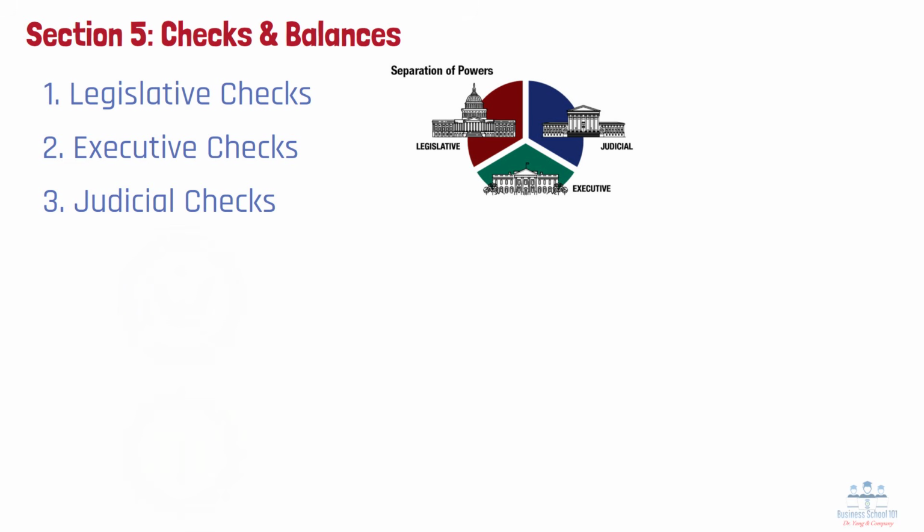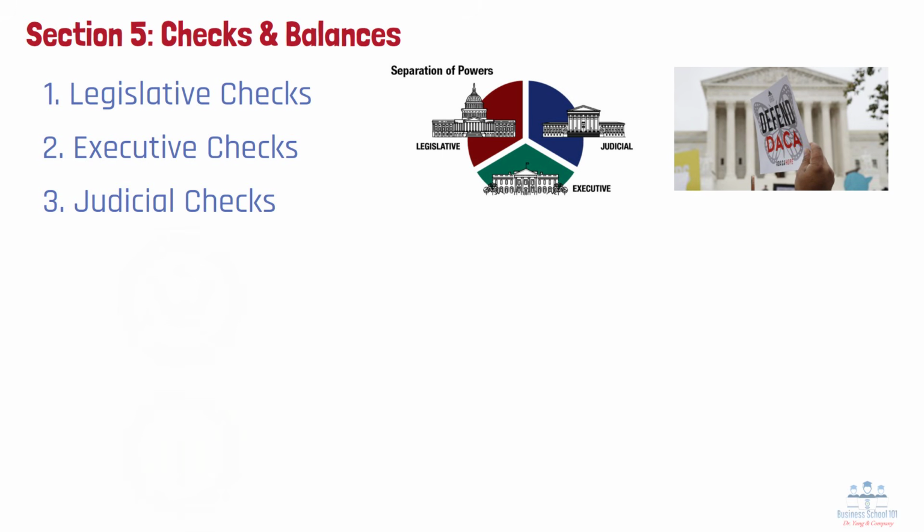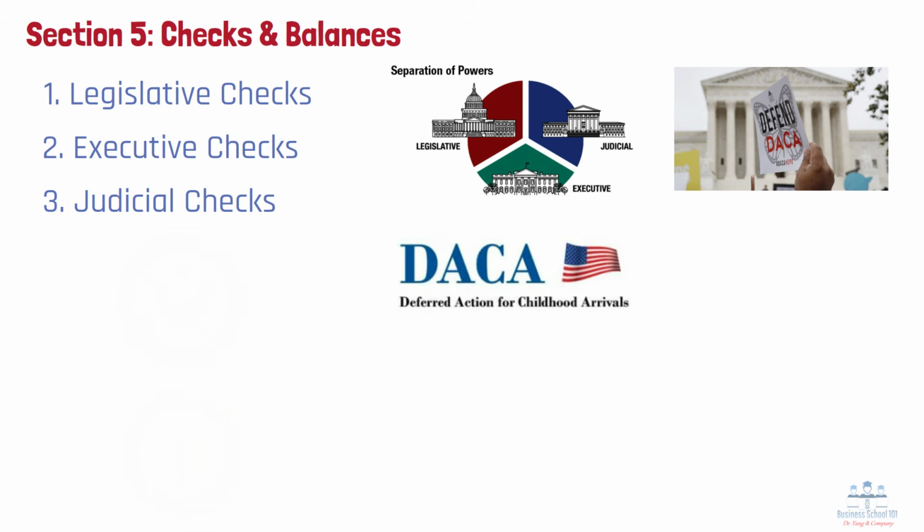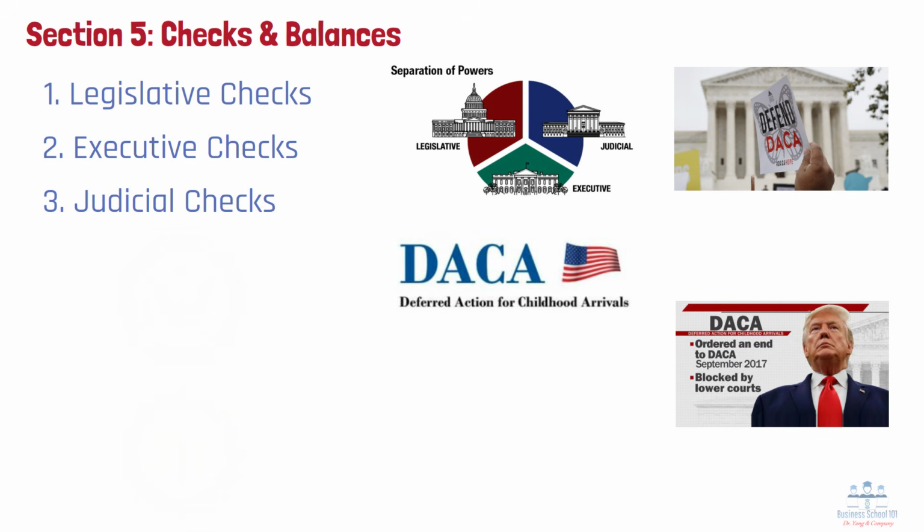A notable recent example is the Supreme Court's ruling in 2020 on DACA. The court ruled that the Trump administration's attempt to end the Deferred Action for Childhood Arrivals (DACA) program was unlawful because the decision was made in an arbitrary and capricious manner, underscoring the judiciary's role in checking executive actions.